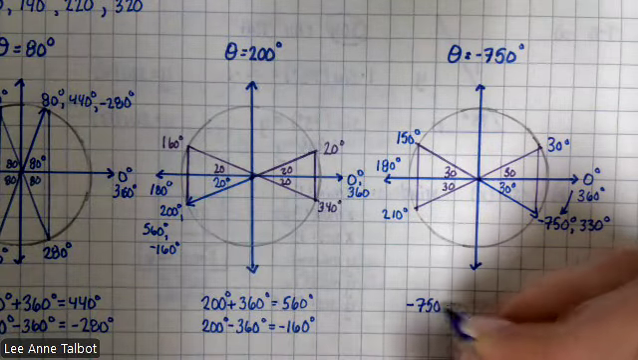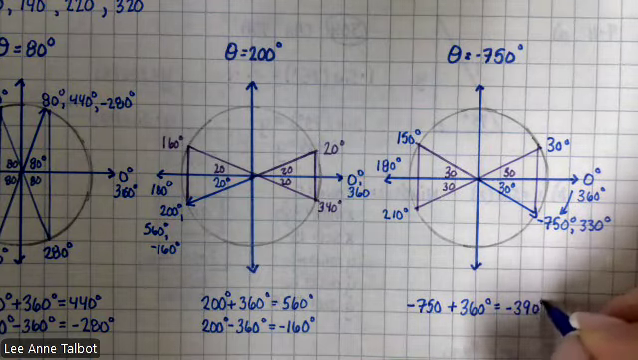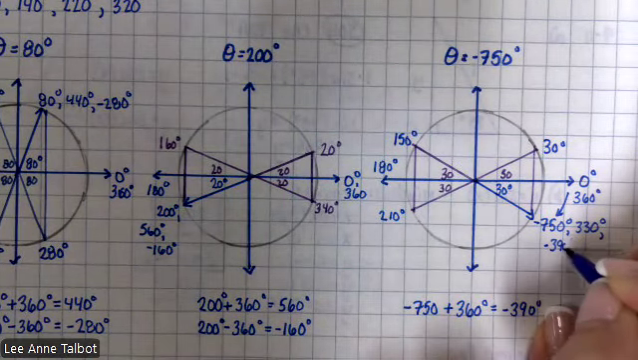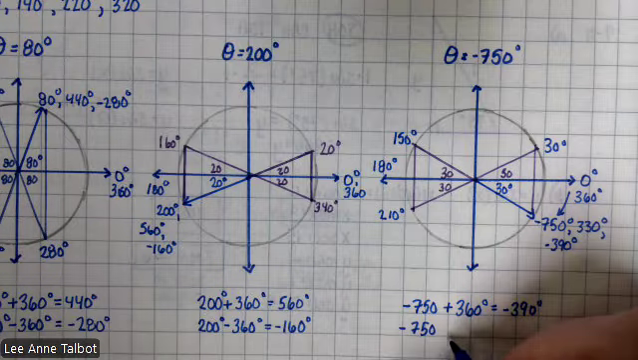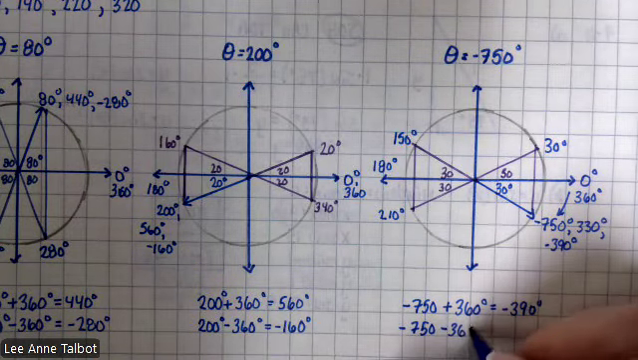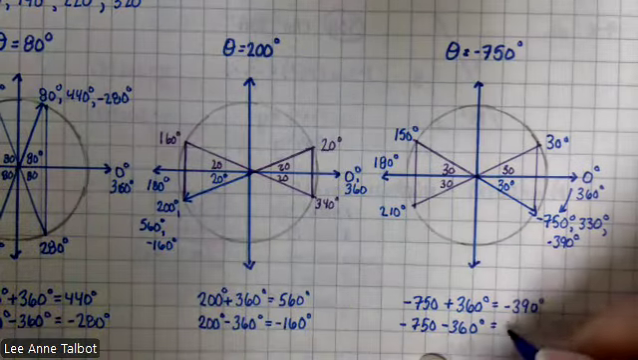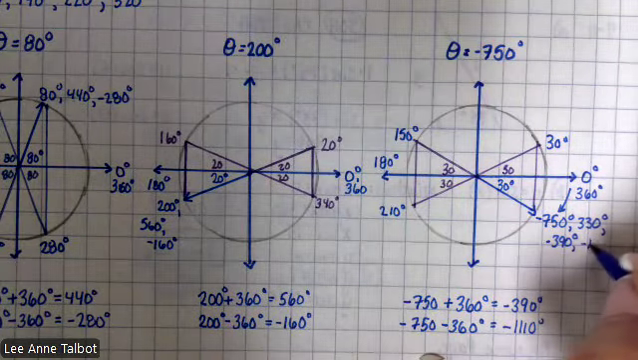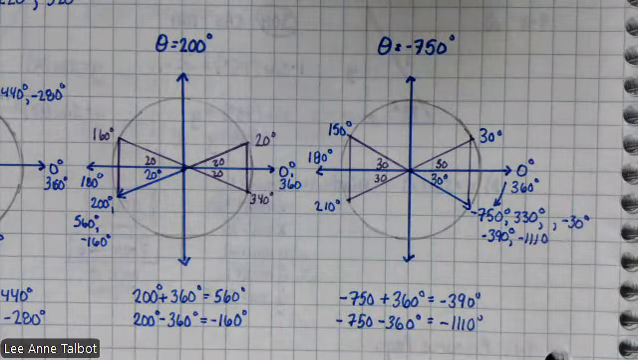And I have negative 750 plus 360 is negative 390. So it's also negative 390. Negative 750 minus 360 is negative 1,110. And it's also negative 30. It's got a lot of names. That spot is infinite answers. Every spot is infinite answers, basically plus or minus 360 of each other.